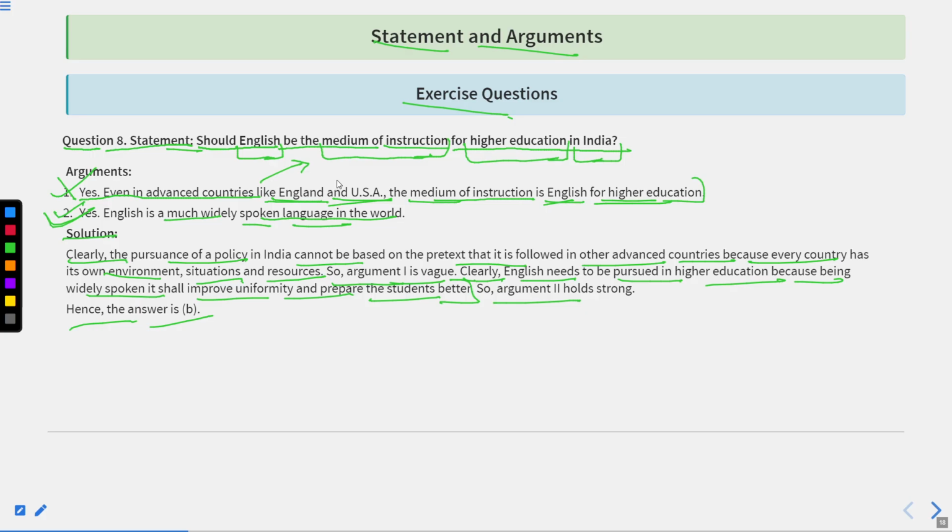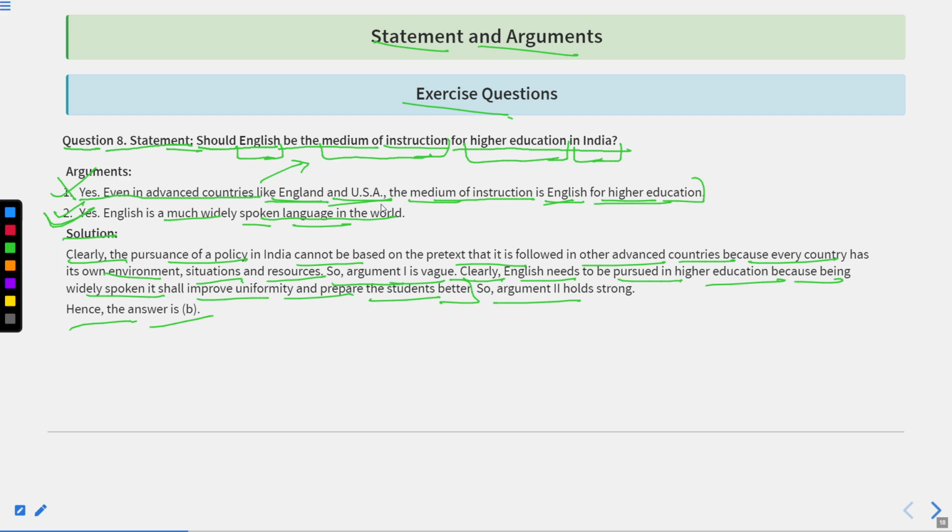Now, if it is not fact based, now this first argument is looking as if it is a fact based answer, that yes, in countries like England and USA, but this is half fact. The full fact would have been, even in advanced countries like England and USA, the medium of English is utilized and other countries still prefer their own languages. Getting my point? Because here, this was half fact that has been provided. So if the argument is based on the fact, then the fact should also be clearly and fully given.